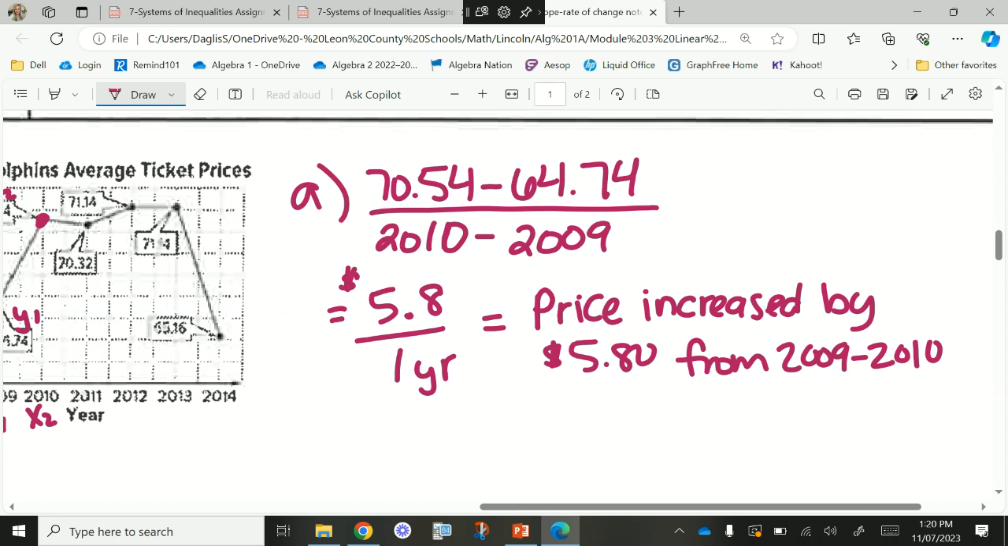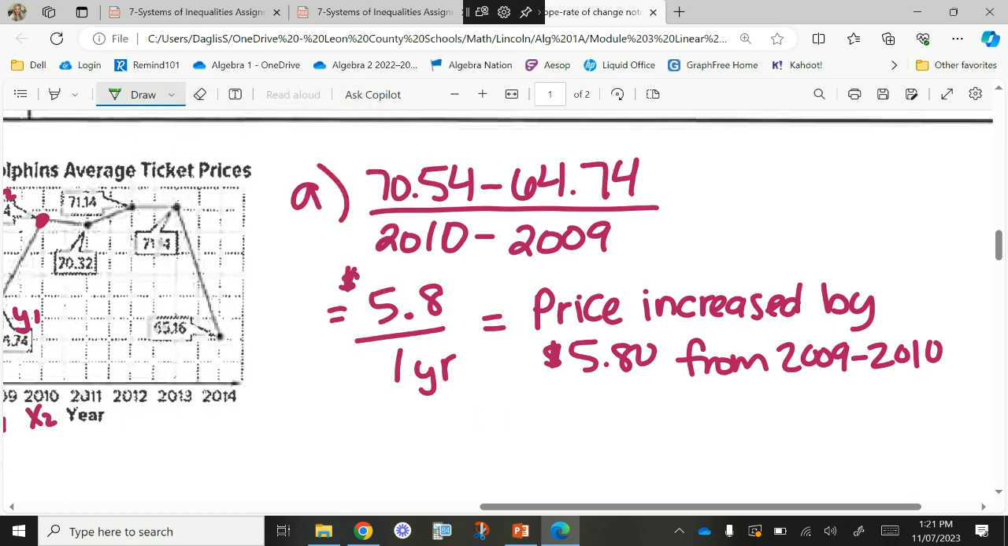You've got to answer the question. It asked you a question. No, because you have to specify increase or decrease, and you have to specify how many years. It was just 1 year. So the price increased by $5.80 in that 1 year. All right, that's part A.